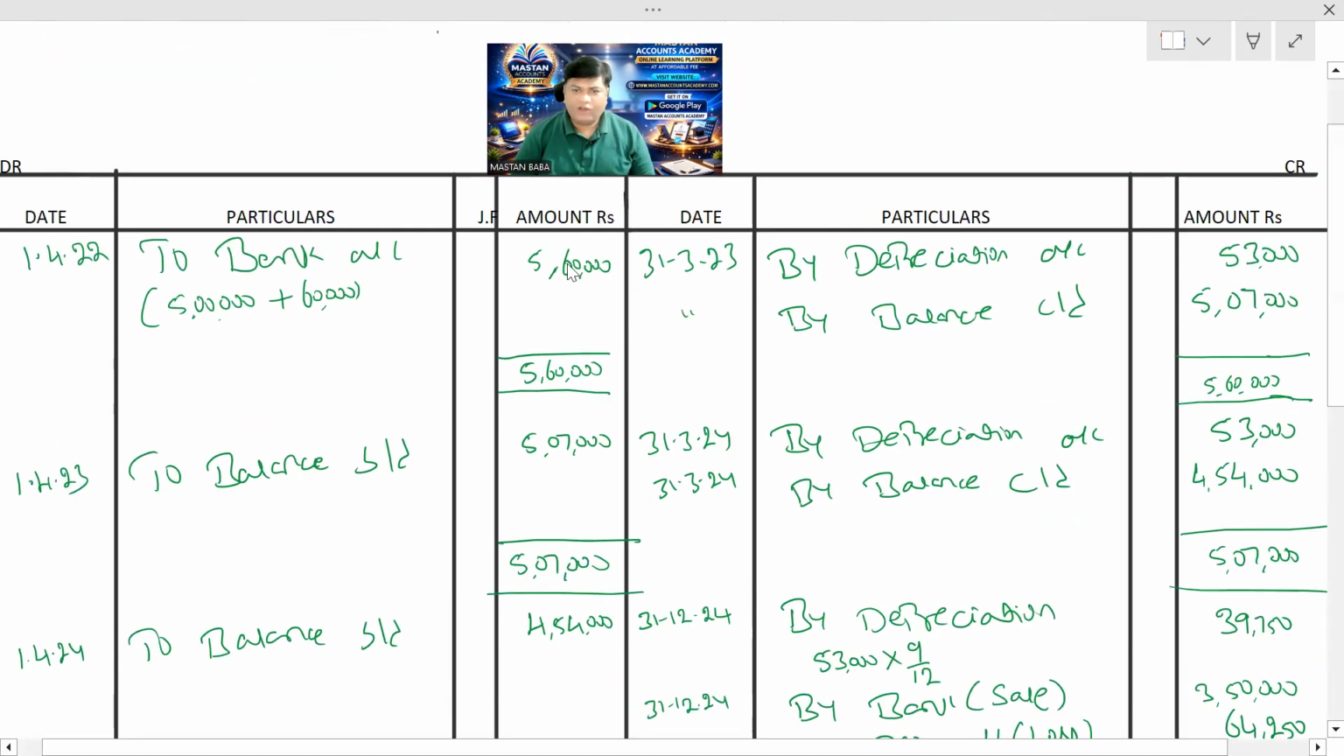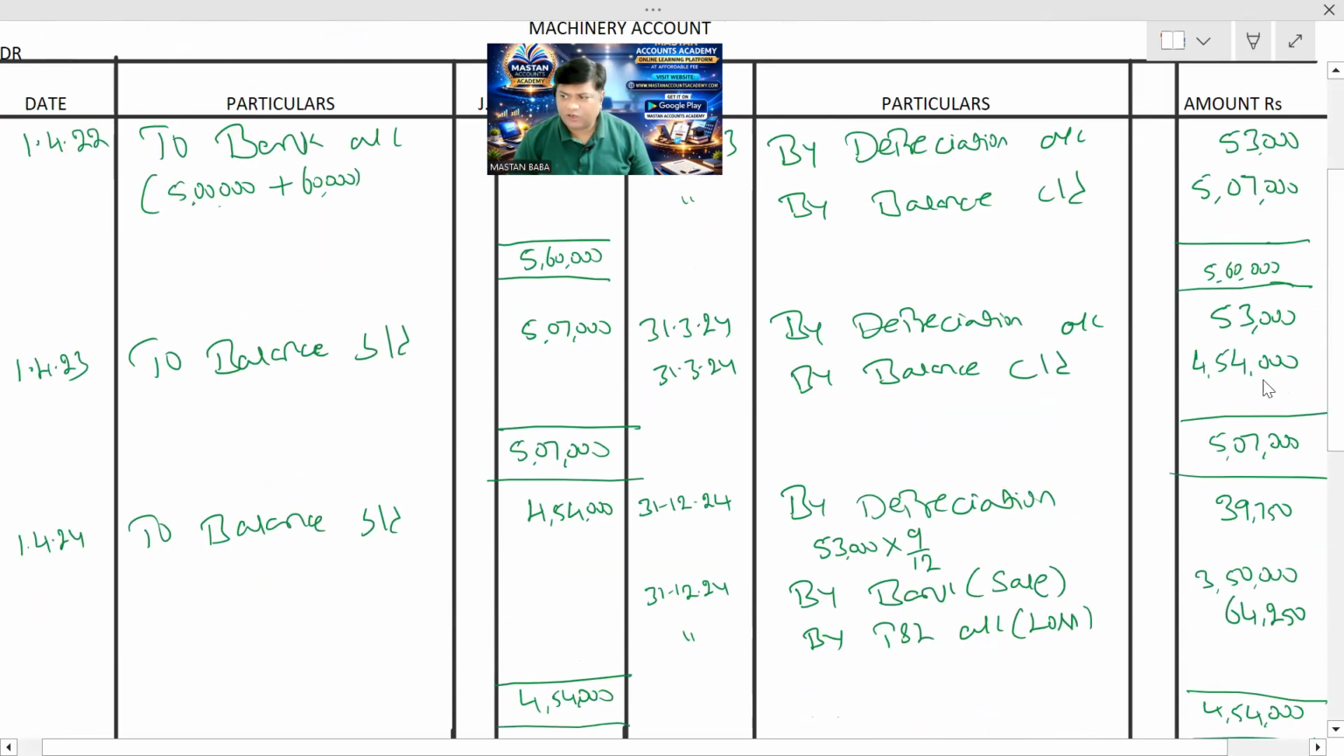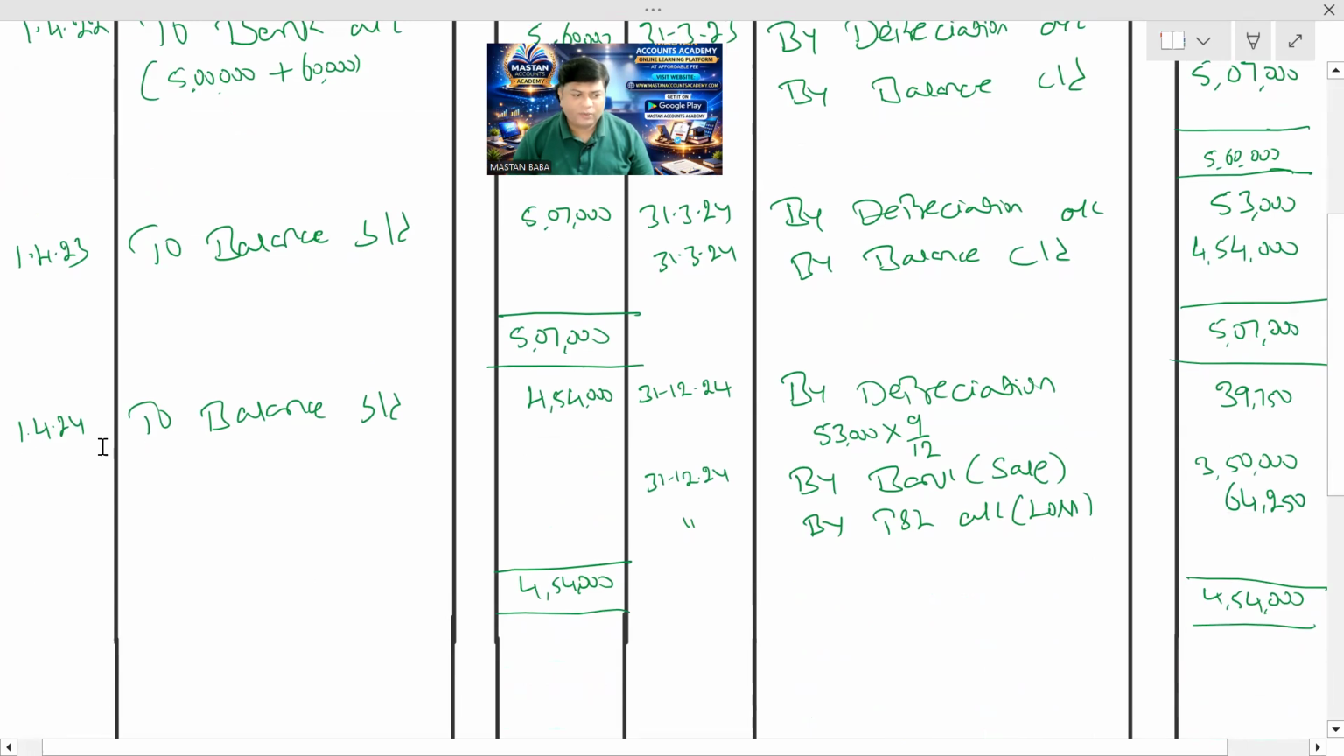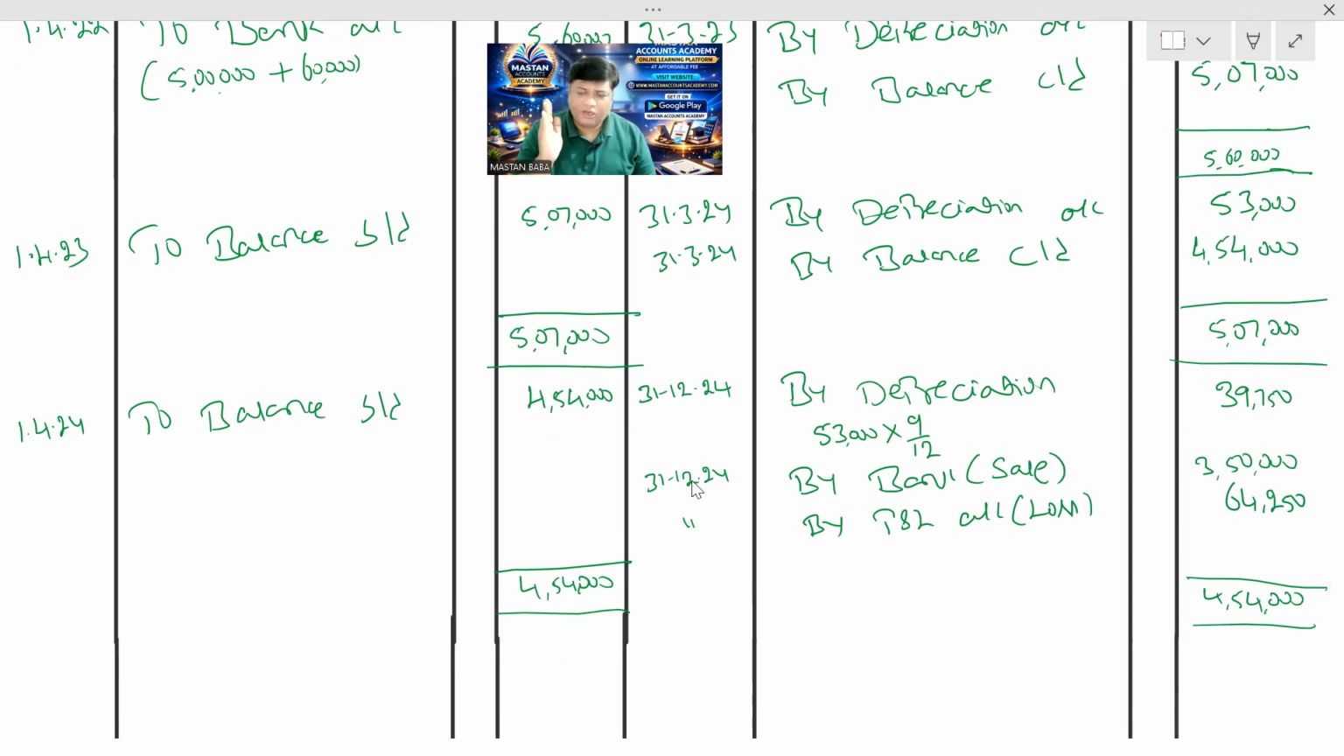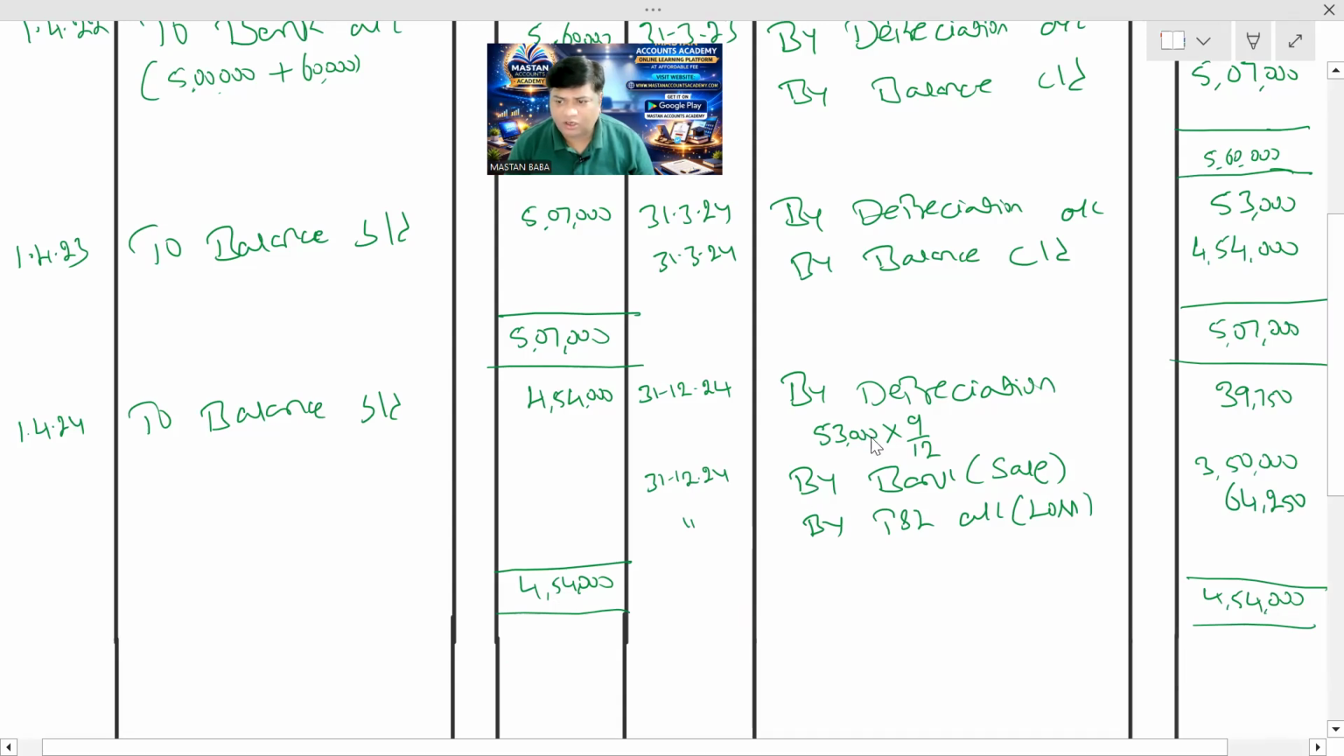Okay? So to bank 5,60,000 is there. That's the asset value, 5,60,000. And the rate of depreciation is not given. So we have calculated the annual depreciation by applying the formula. 53,000, full year utilized here. Here also full year utilized. The 1st April 2024 ends on 31/3/25, but they sold on 31st December 24. So I have cut it here. I have calculated the depreciation only for the utilized period. How many months utilized here? 9 months utilized. So 53,000 is the annual depreciation into 9 by 12.